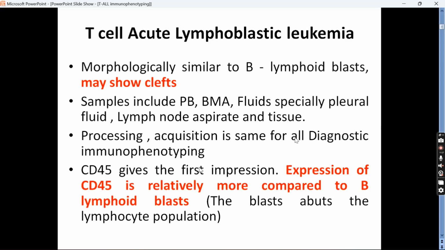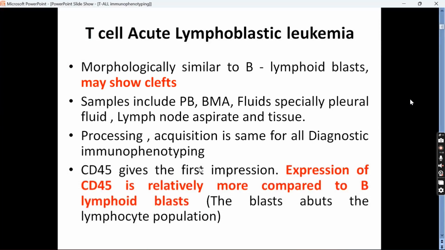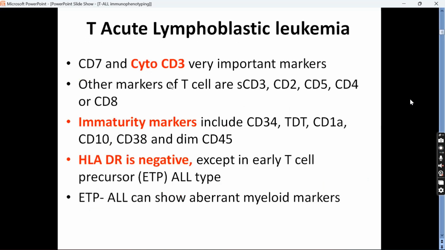So T-ALL blast will fall in the blast region, and most of the time it will be abutting the lymphocyte population. It will be slightly touching the lymphocyte population. I'll show you a diagram, a picture in the subsequent slide regarding that. Now, this is very important, and there are certain take-home messages which I'll be saying that you need to note down, and that will be questioned at the end of the lecture.